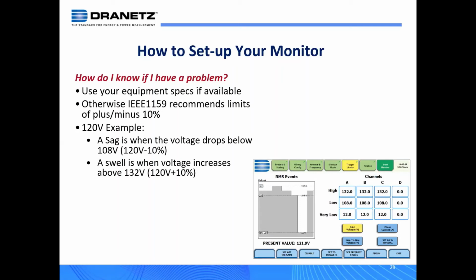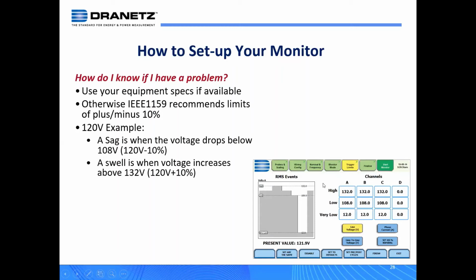However, if you don't have those specifications available, then certainly use this plus or minus 10% that the IEEE recommends. And quite frankly, our instrumentation automatically sets itself up with those limits. So in our portable HDPQ Plus, when you choose the automatic setup, as an example in a 120 volt system, it'll automatically set 108 volts as the low limit and 132 volts as the high limit, which is 120 volts plus or minus 10%.